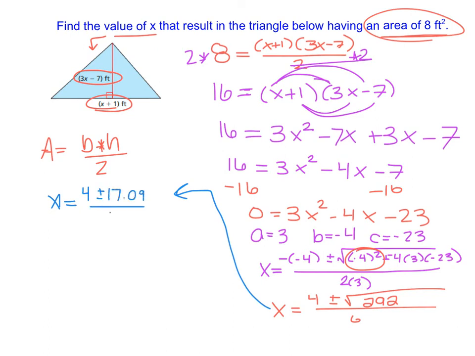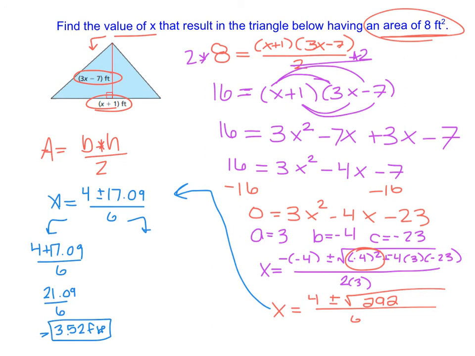17.09 divided by 6. And then I can split this into my two answers of 4 plus 17.09 divided by 6. So if I do 4 plus 17.09, I get 21.09 divided by 6, which gives me a value of approximately 3.52 feet.